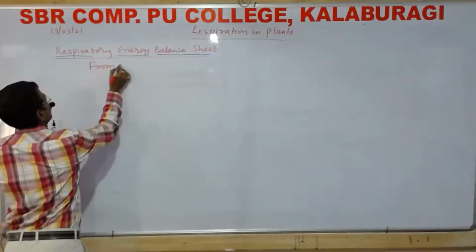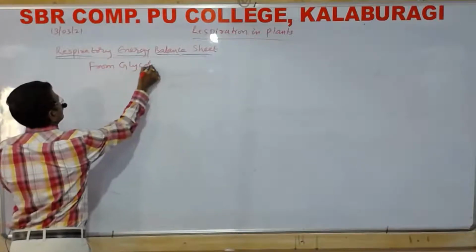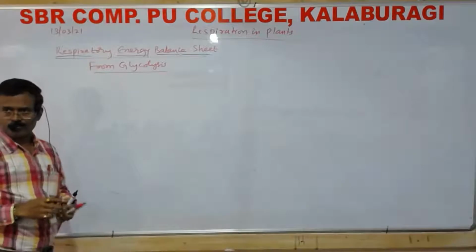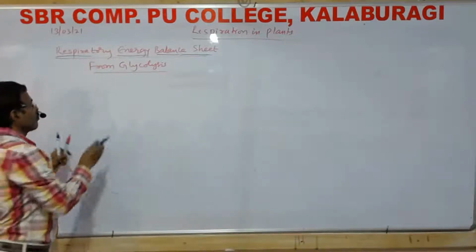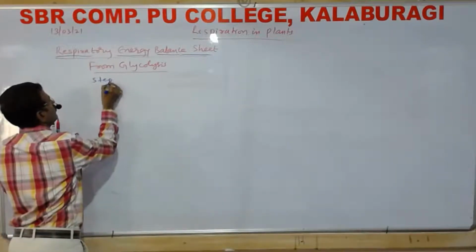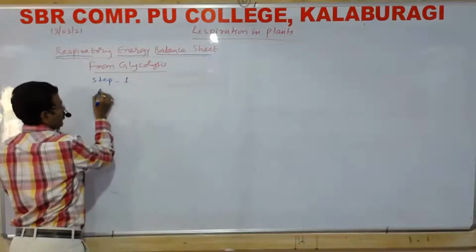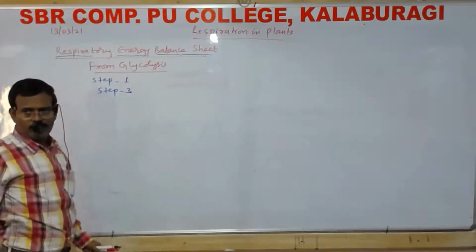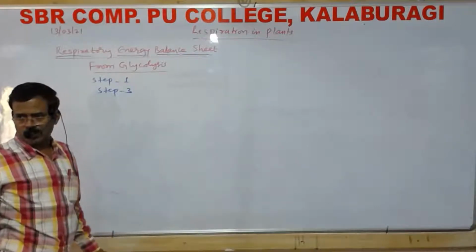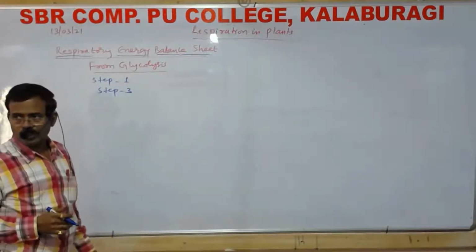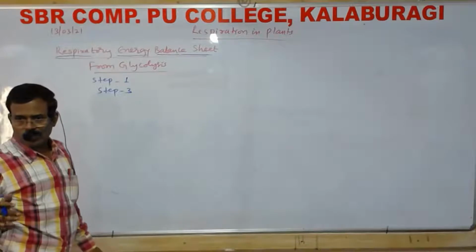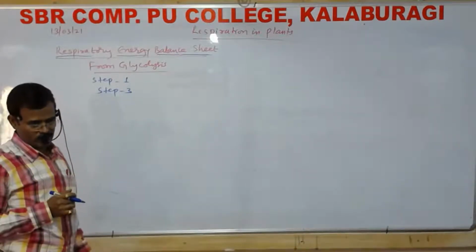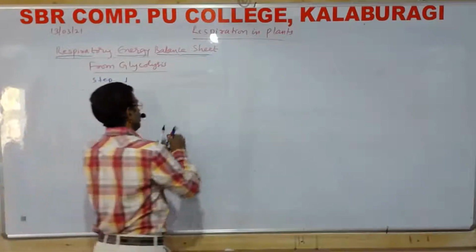From glycolysis. See, step number 1, step number 3. One is phosphorylation, glucose to glucose 6-phosphate. Third is fructose 6-phosphate to fructose 1,6-diphosphate.